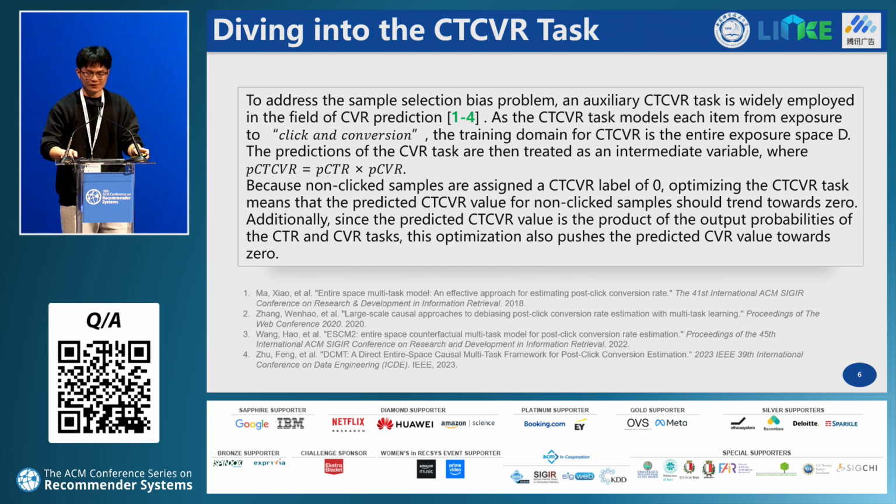And during the optimization process, we can see that for all these samples, we presume that the CTR probability and the CVR probability are near 0, so we can get a proper optimization. And we think this optimization process will push the predicted CVR value towards 0. And that again, I think, will worsen the false negative sample problem.